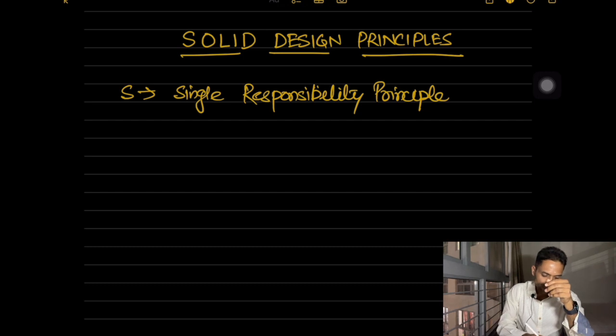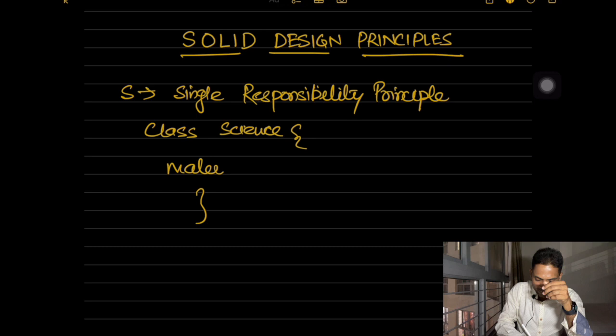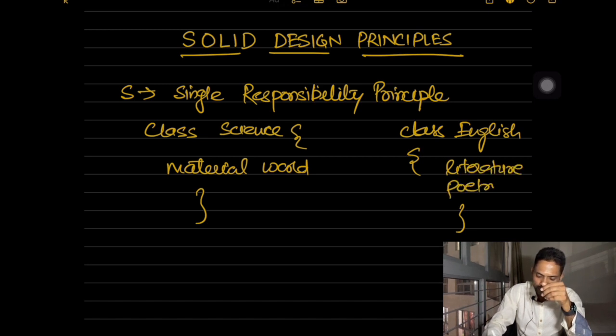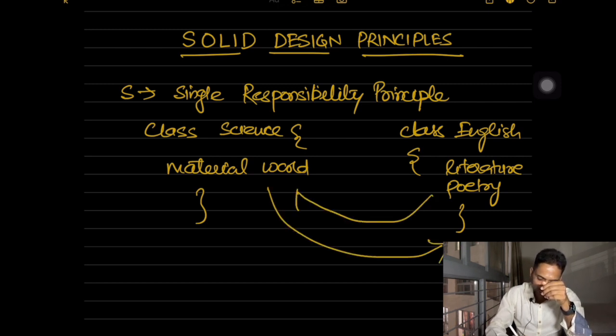If I write it here, you can have a class Science, and it will have all the material world, and similarly if we have a class English, it will deal with, say, literature, poetry, and so on. So understand, this thing should not go there and this should not come here.